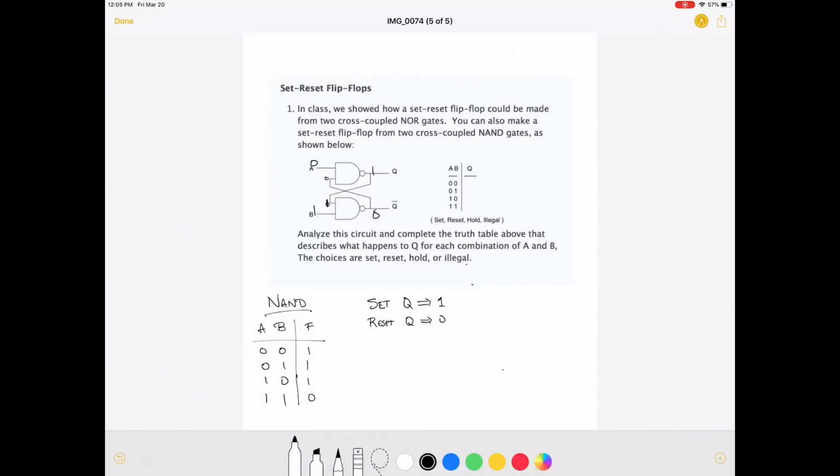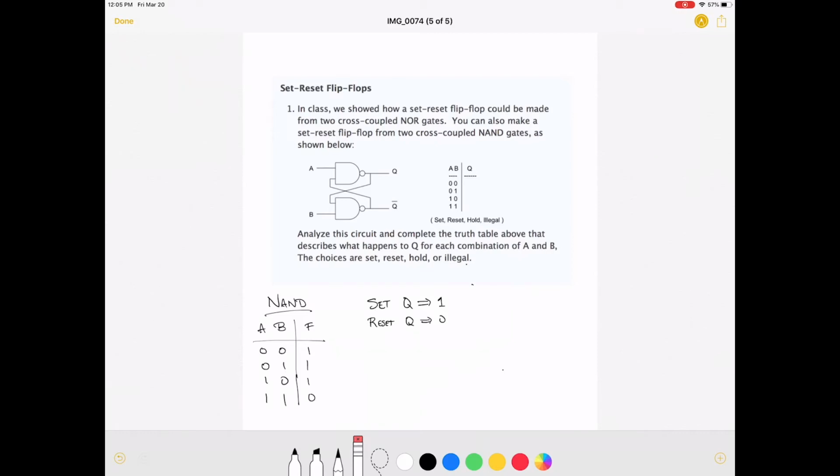Now we will be working on homework 10, the last problem about the set, reset, flip-flops. I already did a little bit of preliminary drawing on here just to get started. Maybe from class, I'm not sure what you guys have done so far. It says, in class we showed you how a set, reset, flip-flop could be made from two cross-coupled NOR gates. You can also make a set, reset, flip-flop from two cross-coupled NAND gates as shown below.